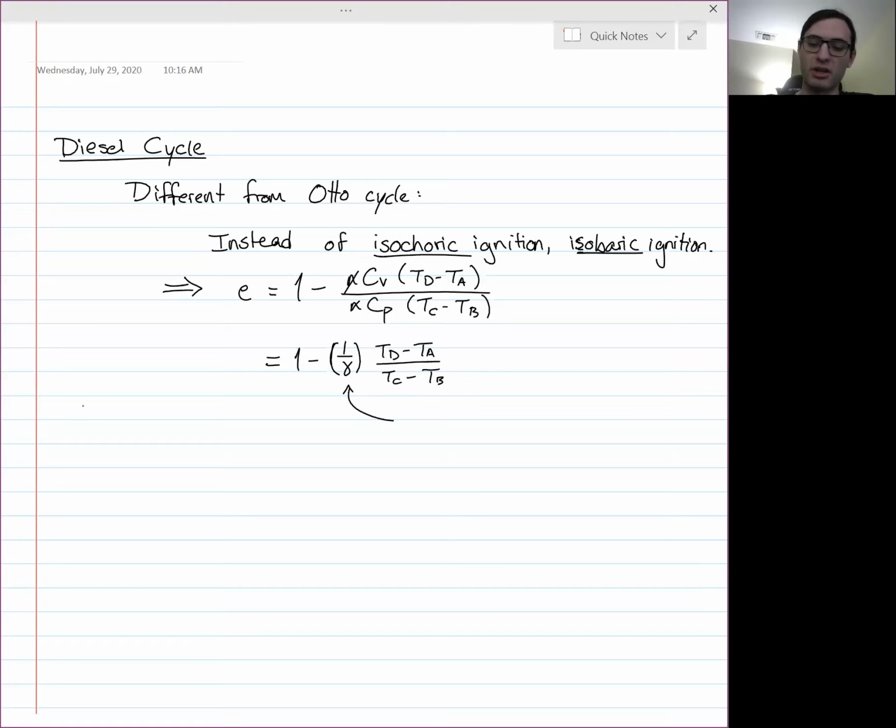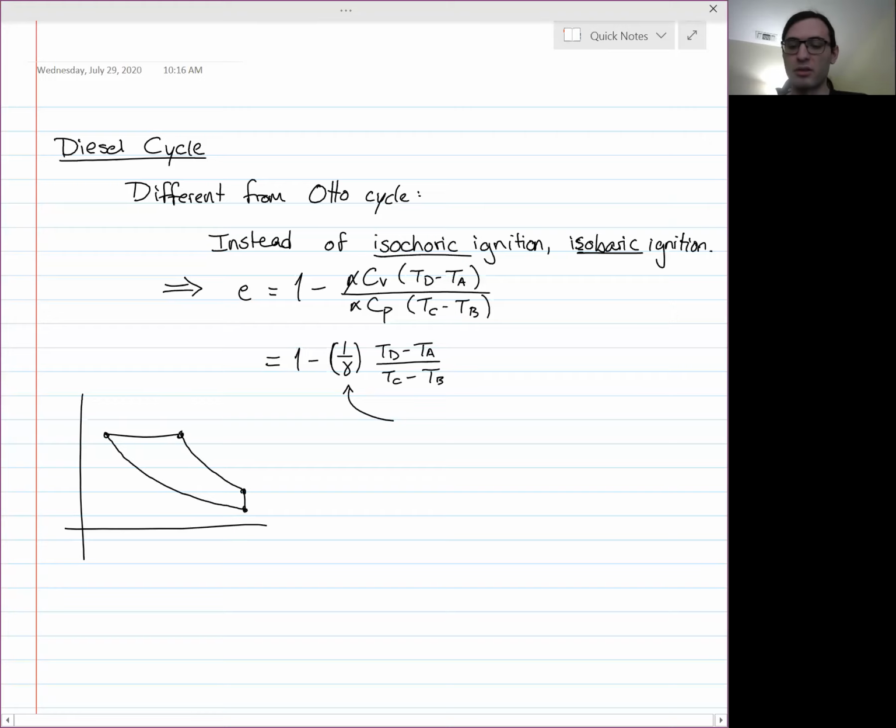I can just draw a sketch. It's just this. It's identical, except we have ignition here. And then here we would have CBAD.